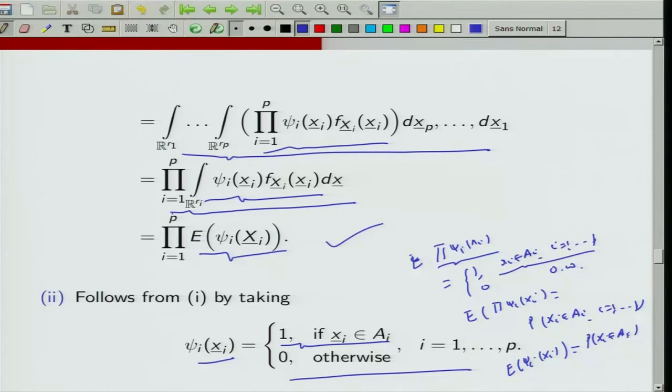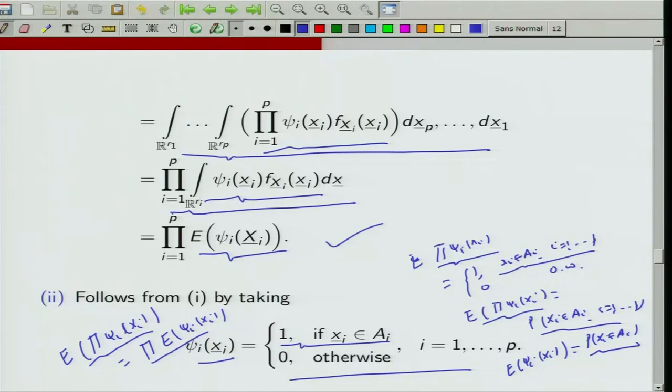So, if x1, x2, ..., xp are independent, by the last result, the expected value of the product of psi_i(xi) is the same as the product of the expected values of psi_i(xi). And this we have seen is nothing but the probability that xi belongs to Ai for i equal to 1 to p, which is the same as the product of these probabilities, and that is what we have to conclude.